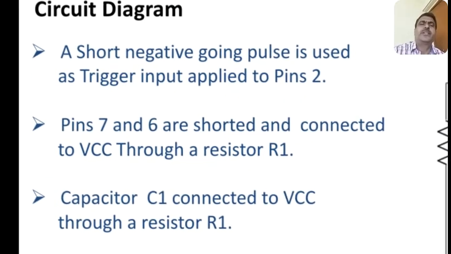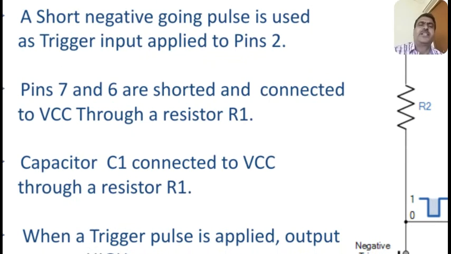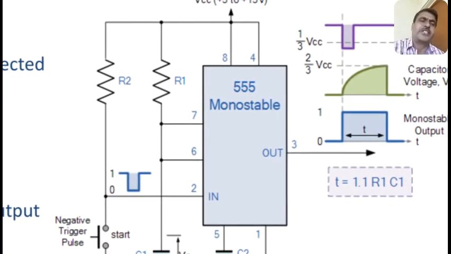Then the second point says pin number 7 and 6 are shorted and connected to VCC through R1. Here, as you can see, pin number 6 and 7 are shorted.